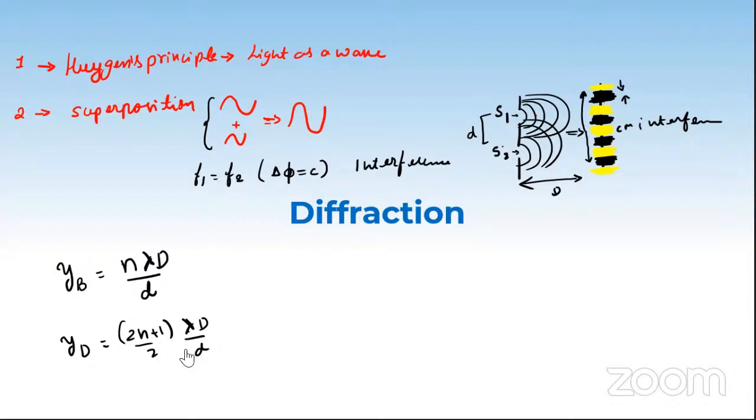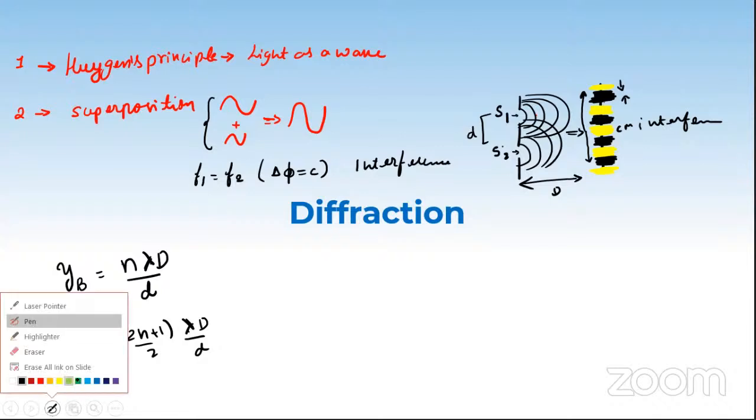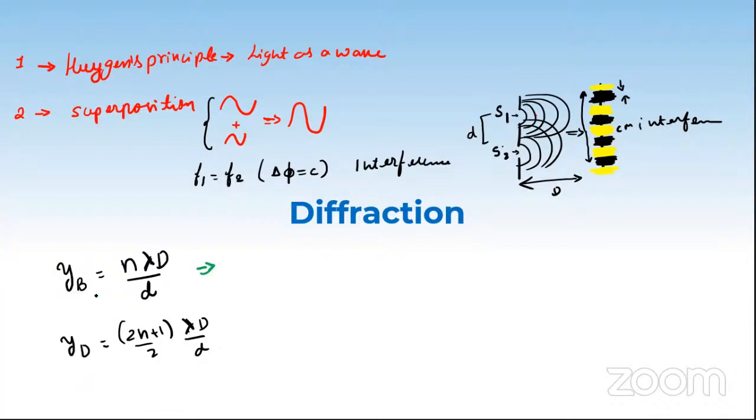So remember this, okay? And one of the most important concepts of the last class was that to get a bright fringe, the condition of the two waves should be such that the path difference delta x should be equal to d sine theta, and that should be equal to n lambda.